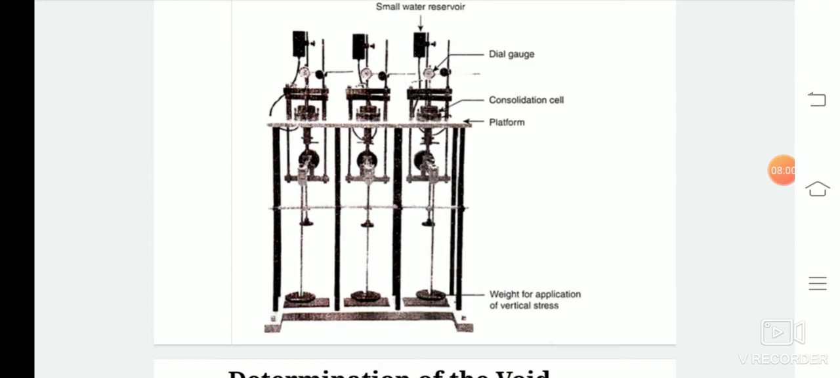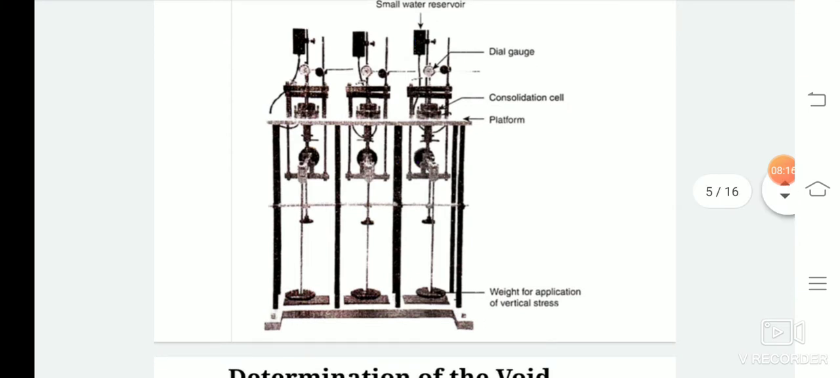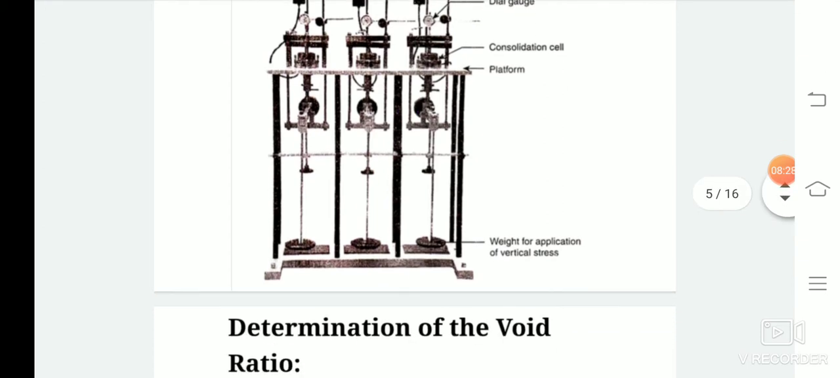The soil specimen is allowed to swell and the dial gauge readings are taken at the same elapsed times as we have discussed, and or at hourly intervals. After the load is completely removed, the consolidation cell is dismantled and the soil specimen is taken out. The final thickness of the sample, the weight of the sample and the dry weight are determined and then recorded.